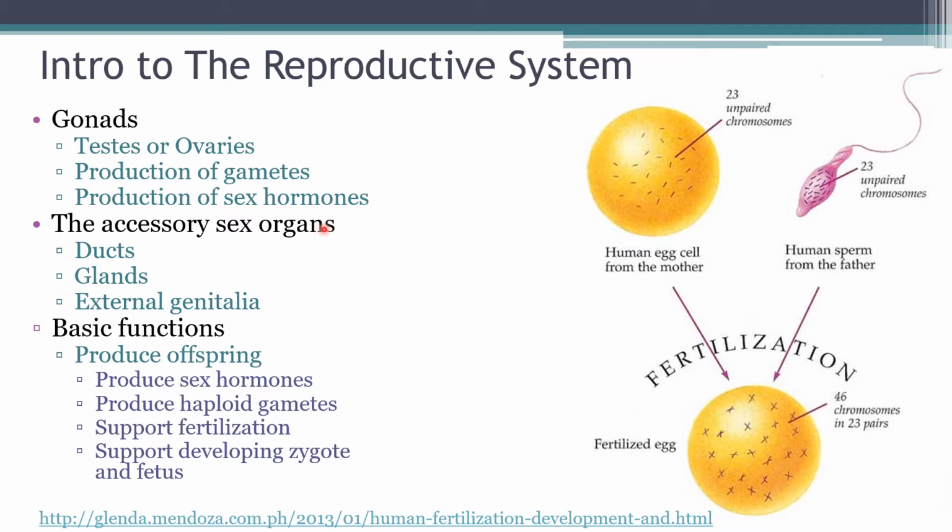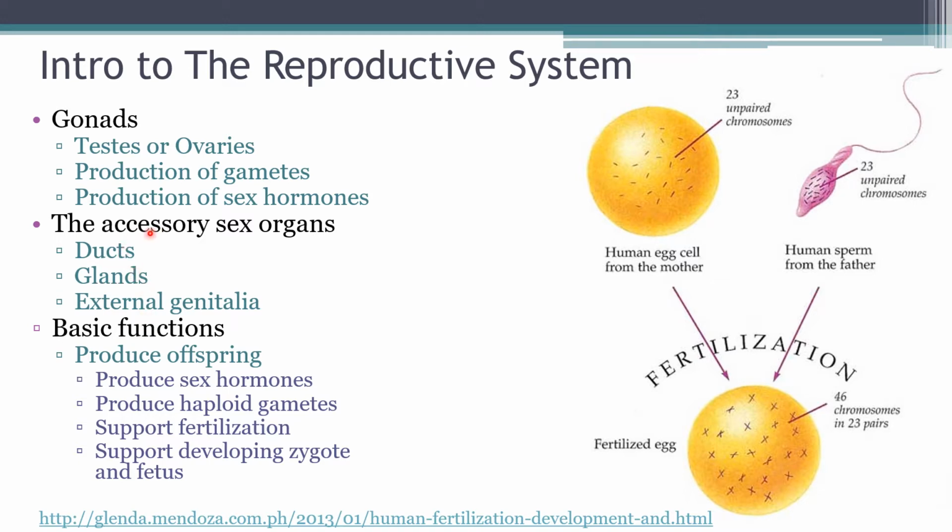So in our introduction to the reproductive system here, you have your two basic types of reproductive organs, which are gonads and accessory organs. So gonads are the reproductive organs that are testes in males or ovaries in females, and they perform two of the important basic functions: they produce gametes and they produce sex hormones. Then you have accessory sex organs, which would be ducts, glands, and external genitalia.